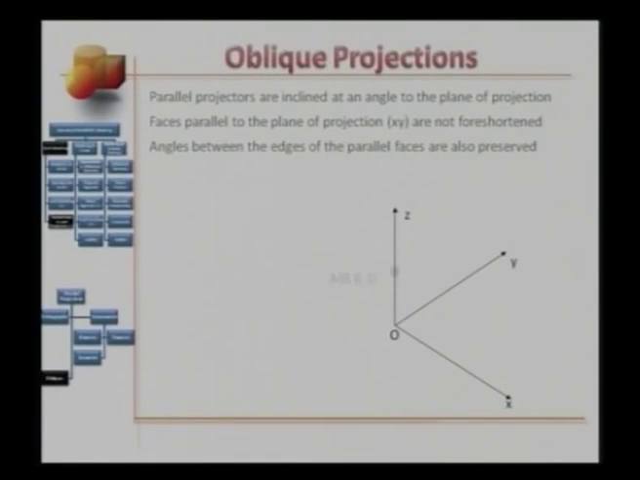Let's work on some mathematics on oblique projections. Say we have a point A at distance 1 from the origin along the z-axis, and say we have an inclined projector passing through this point and hitting the xy plane. This projector is hitting the xy plane at point B with coordinates B sub x, B sub y, and of course z is 0.